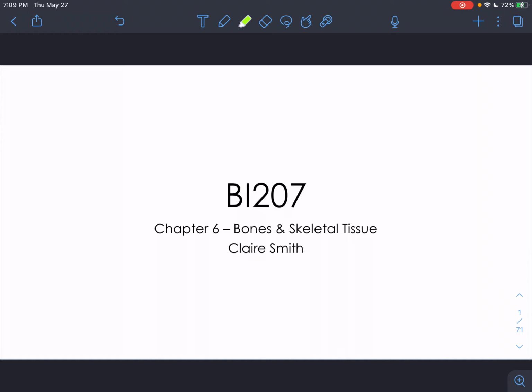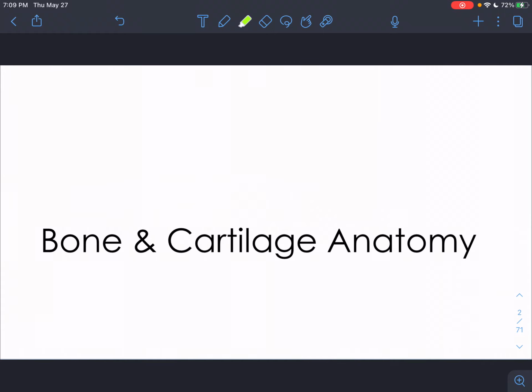So in lecture, we're really just talking about the gross anatomy of bones, the structures of bones themselves, some microscopic anatomy, and then physiology of how bones are made, developed, and how they regrow and repair themselves. Okay, so we're going to start off by talking about bone and cartilage anatomy.